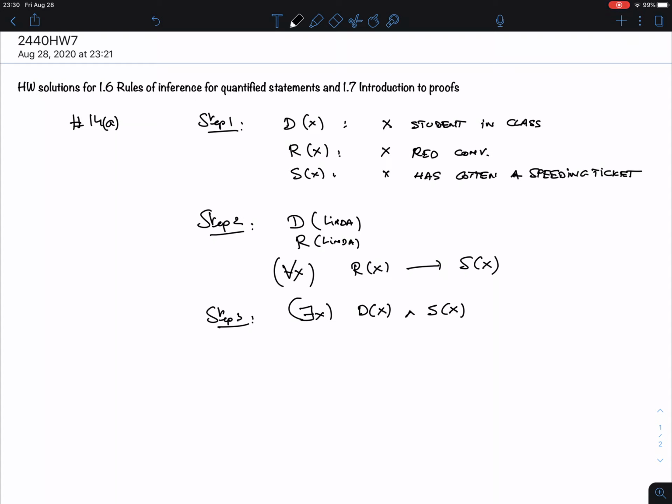So now step 4, the actual proof. This is the proof that we're going to give.